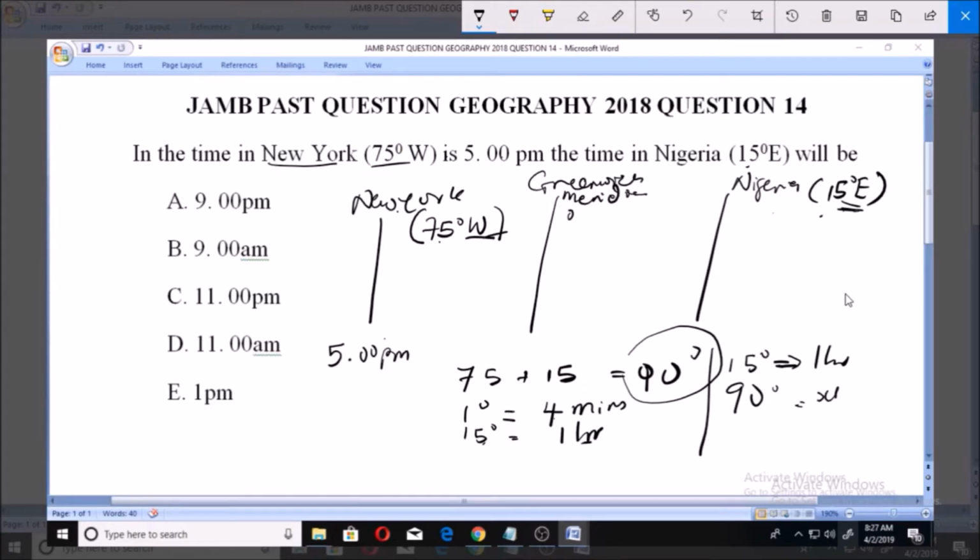So that is the difference between New York and Nigeria. We can easily say that New York is 6 hours ahead of Nigeria. So in essence, the time in Nigeria is going to be the 5 p.m. that we have plus the 6 hours. If you add 6 hours to 5 p.m., what are we going to have? We are going to have 11 p.m. So the answer is C, 11 p.m.